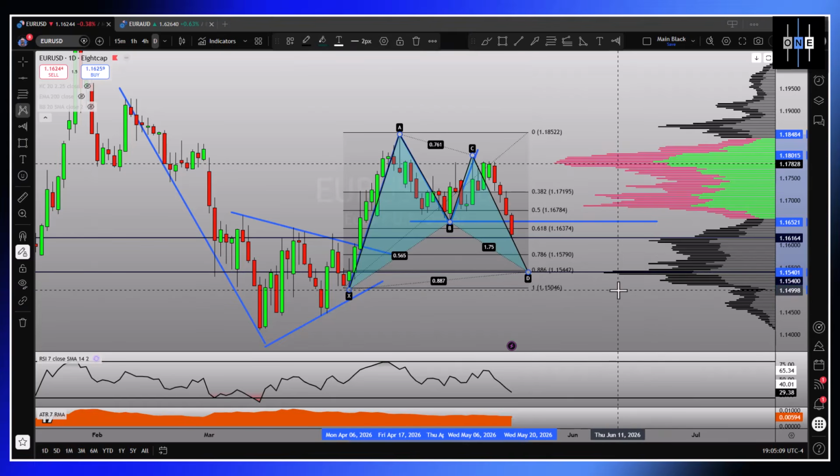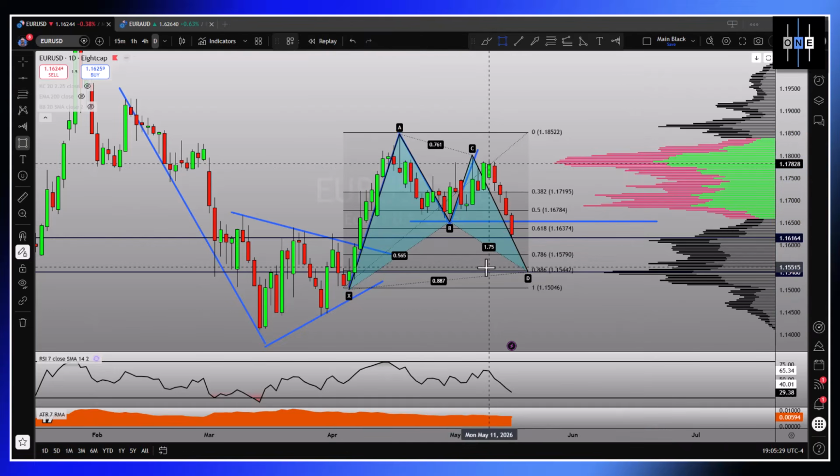And if you look to the right, you're going to notice that that 886, the completion point for our bat pattern, comes exactly at the high level of volume that we spotted before, making this a pretty good sign that if we are going to make a prediction of where price is likely to go lower to, this is a darn good level to predict.